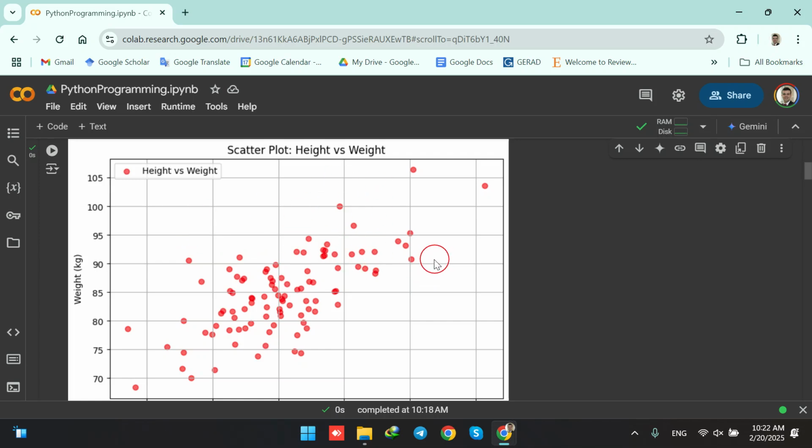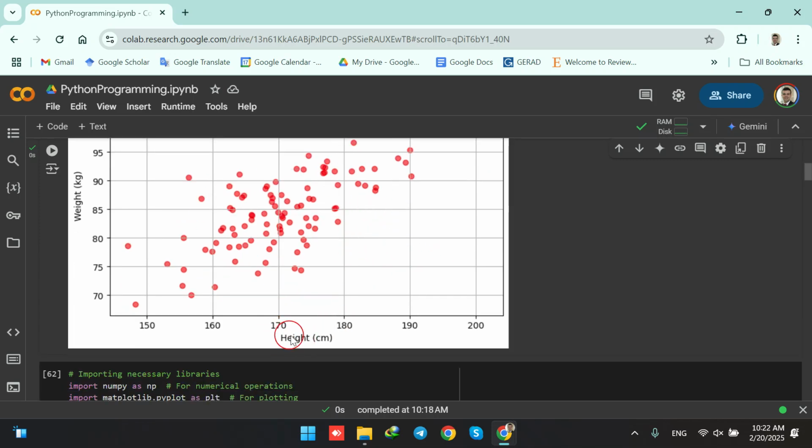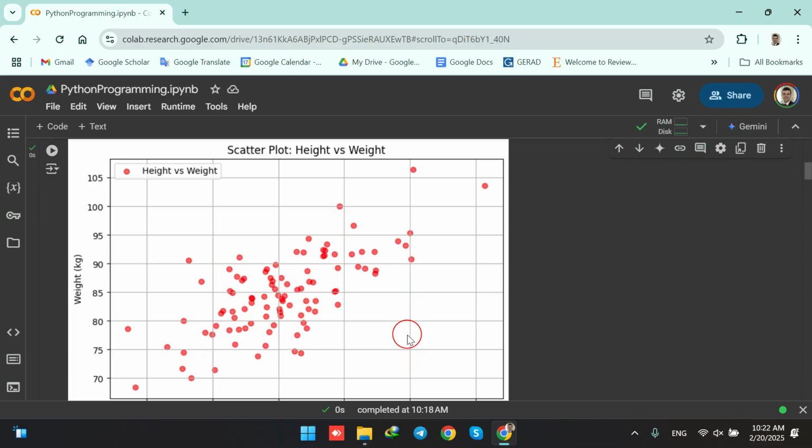We see that here, for example, when we have the height of 170, the majority of the weights are between 80 and 90, and we have a lot of overlaps here. However, for people with a height of 190, in our sample we don't have any of them lower than 90 kilograms of weight. At least they are 91 or 92 based on this sample.